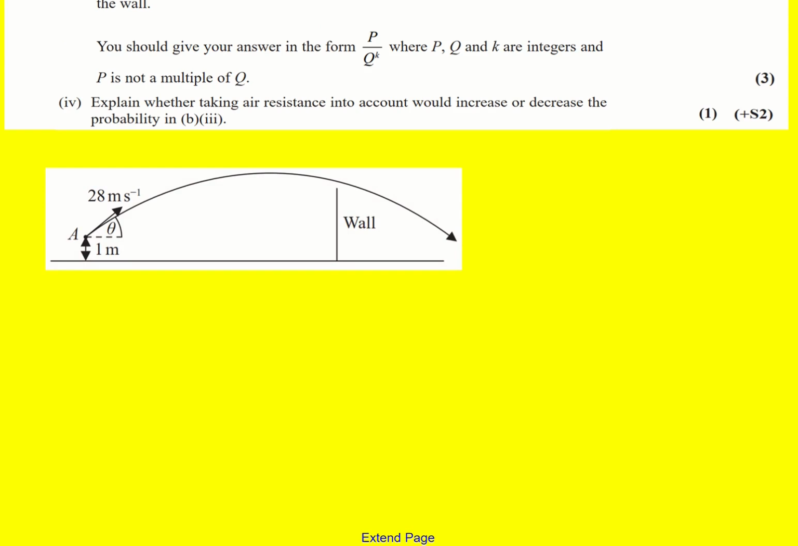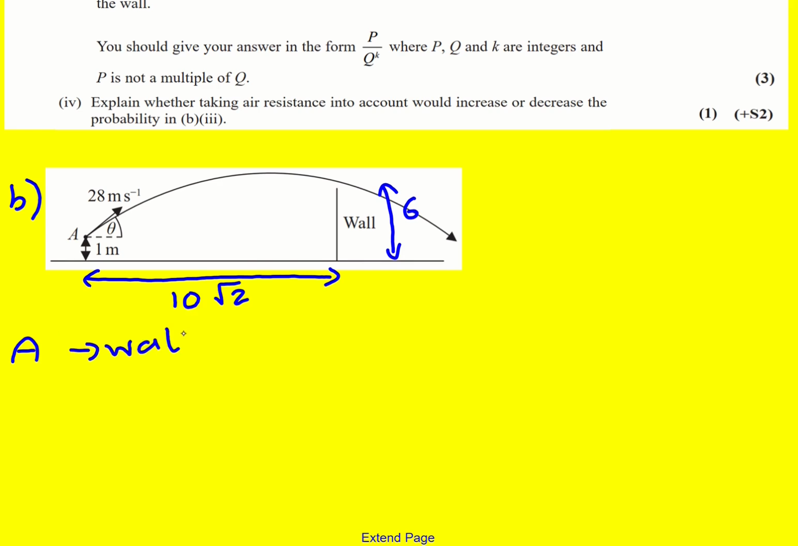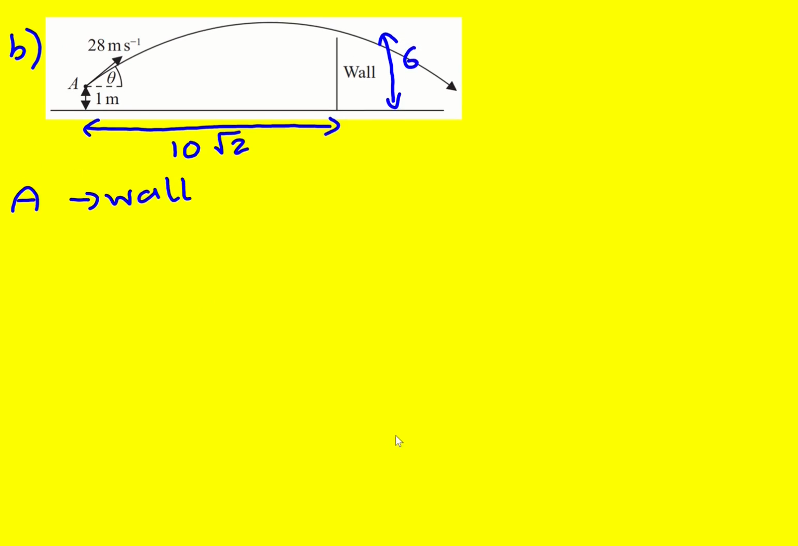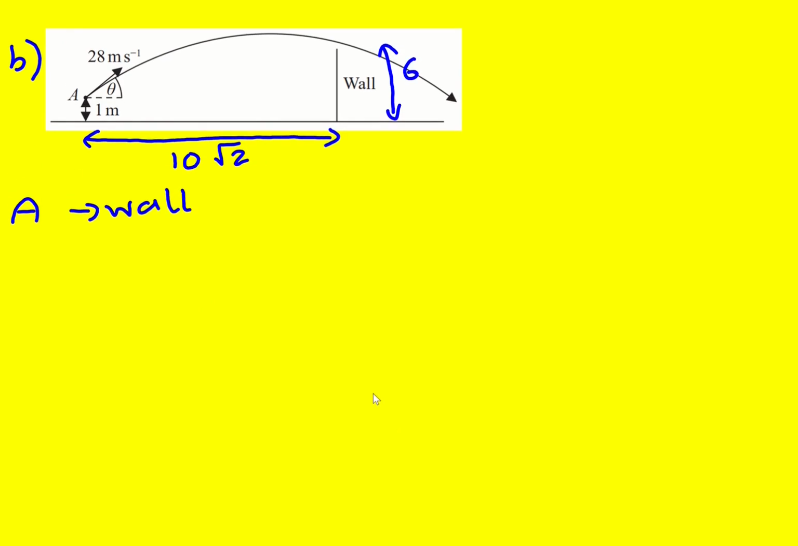So I've got my diagram. Just going to add a few key details. First up, the wall is 6 meters and we are 10 root 2 meters away from it when we start. Actually, I think that is everything. So I'm going to look at A to the wall, this part of Suvat. And I'm going to look at the horizontal motion and the vertical motion. So first up, horizontal motion.